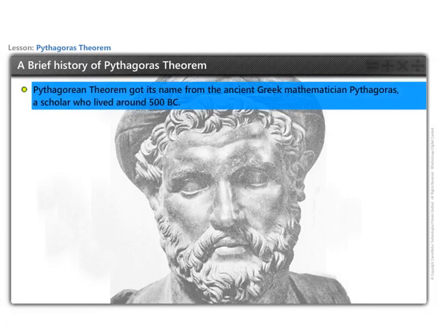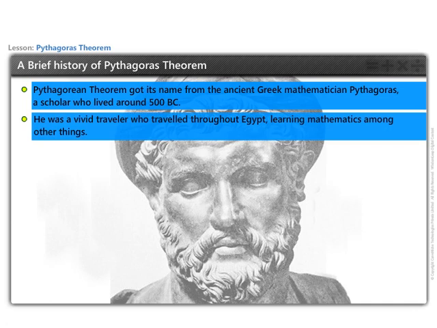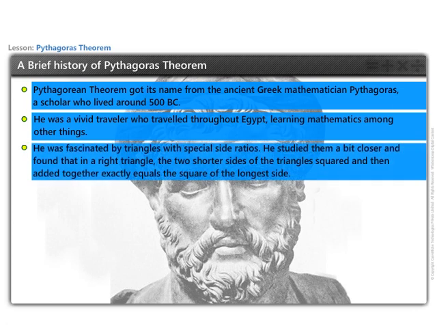Pythagorean theorem got its name from the ancient Greek mathematician Pythagoras, a scholar who lived around 500 BC. He was a avid traveler who traveled throughout Egypt, learning mathematics among other things. He was fascinated by triangles with special side ratios. He studied them a bit closer and found that in a right triangle, the two shorter sides of the triangle squared and then added together exactly equals the square of the longest side.